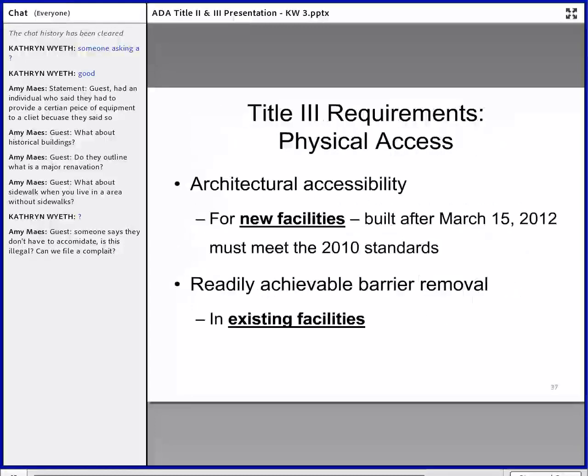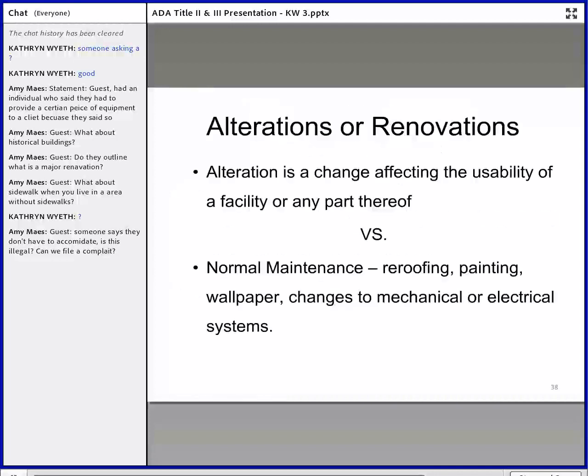All right, so physical requirements under Title III for architectural accessibility built after, well, they should have been in 1993, but now with the Americans with Disabilities Amendment Act, you're looking at new facilities have a more stringent accessibility requirement that if they're built after 2012 must meet the 2010 standards, and then readily achievable barrier removal. So if you're an existing facility built before 1993, it's only when you make renovations that you have to look at your path of travel to that renovated space. Anything after 1992 should have been accessible according to the guidelines that were filed in 1993. And then in 2010, the new guidelines came out.